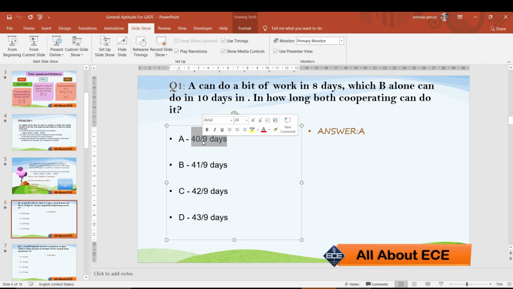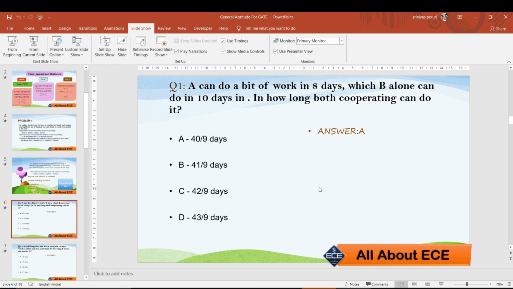So 40 by 9 days. If both are cooperating, then they can do the work within a short period of time. Because of the explanation, you are getting such a long video. But once you calculate the LCM, find the efficiencies, and combine both efficiencies, it is completed within less than 30 seconds itself. So I hope this question is very clear to you.